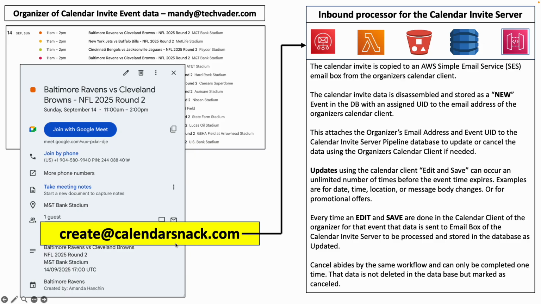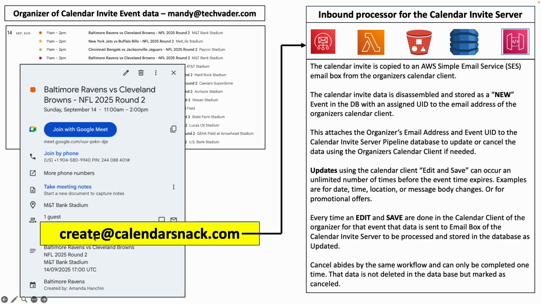Now, if you go out on the internet, you can go look at calendarsnack.com. That is a fully developed application using the calendar invite server technology which we've built. The Calendar Snack app itself sits on top of the calendar invite server. This inbound processor for the calendar invite server is essentially workflow one. So the inbound processor takes the calendar invite data off of Mandy's calendar that is forwarded and copied, or sent, or the metaphors, but essentially it's a copy.